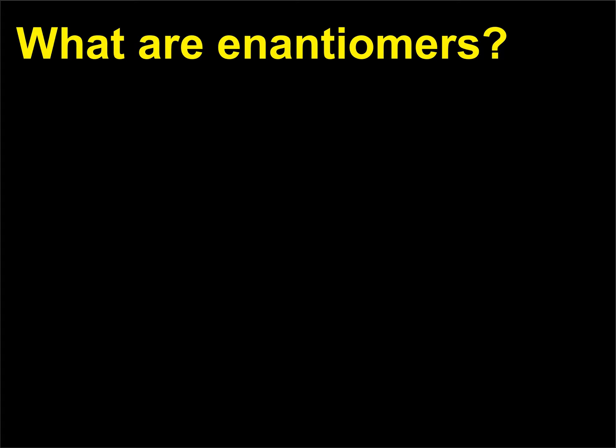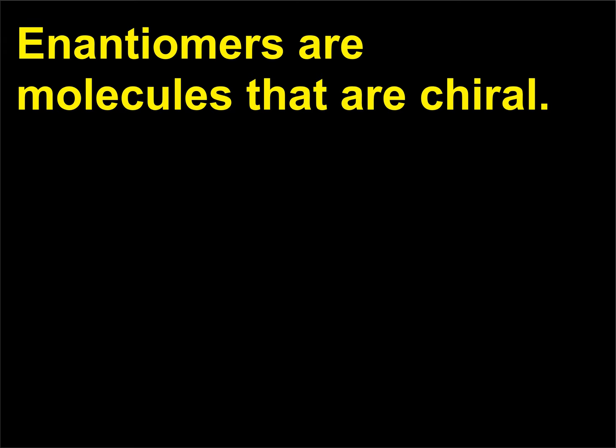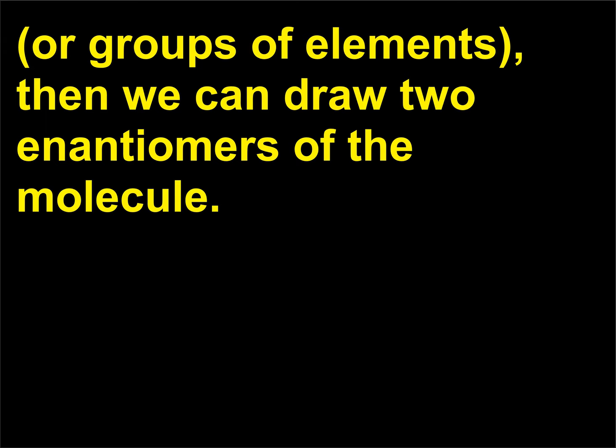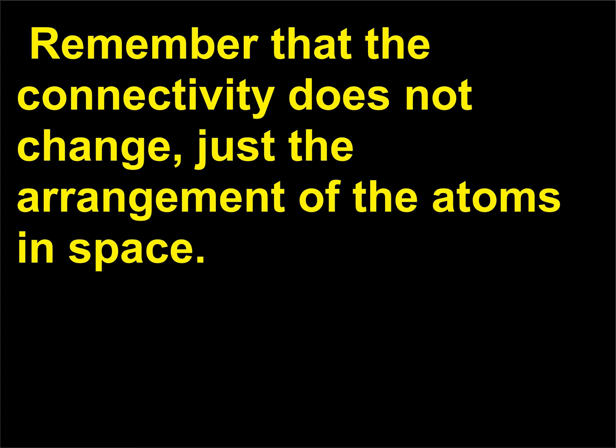What are enantiomers? Enantiomers are molecules that are chiral. In organic chemistry, if a carbon atom is bonded to four different atoms or groups of elements, then we can draw two enantiomers of the molecule. Remember that the connectivity does not change, just the arrangement of the atoms in space.